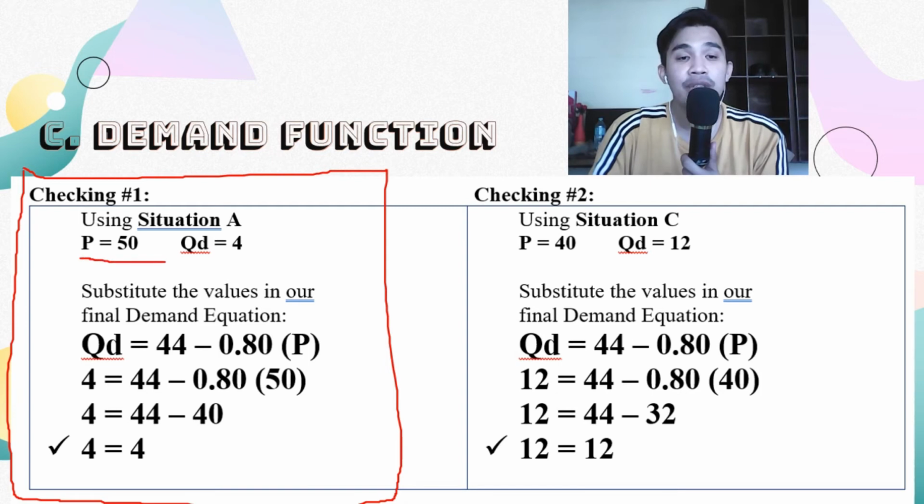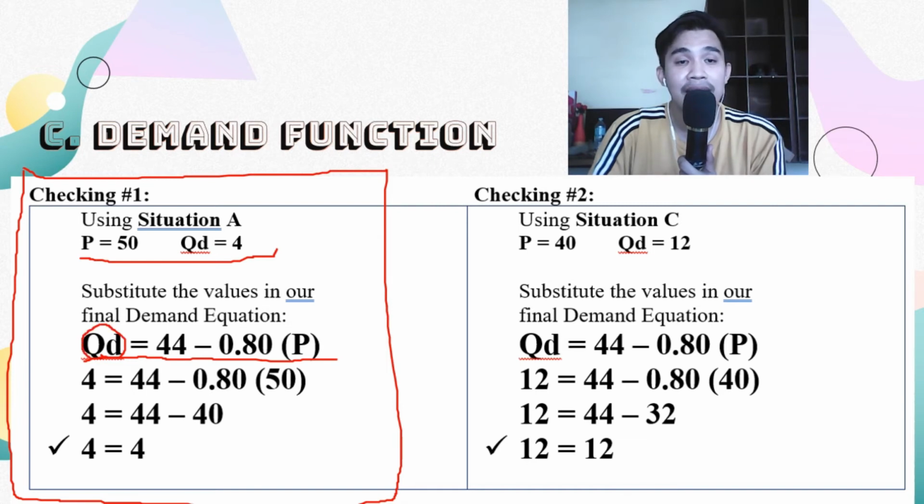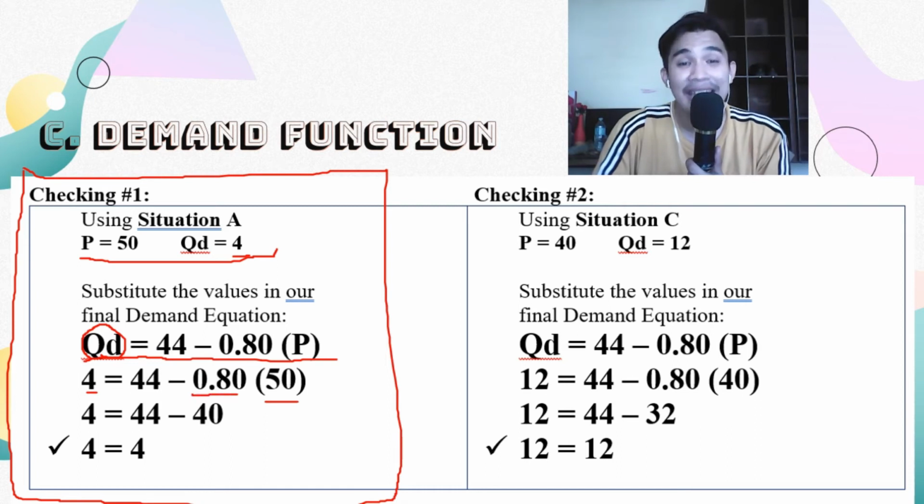So we will substitute these values in our final demand equation. Our final demand equation is QD is equal to 44 minus 0.80 times P. You are going to substitute QD. What is the value of your QD? That is 4. So 4 is equal to 44 minus 0.80 times P. What is the value of your P? That is 50. So 4 is equal to 44 minus 0.80 times 50.